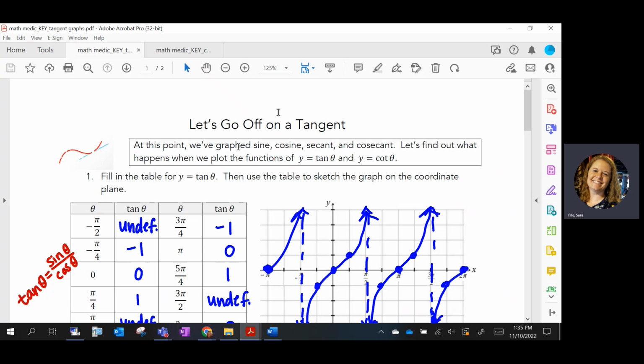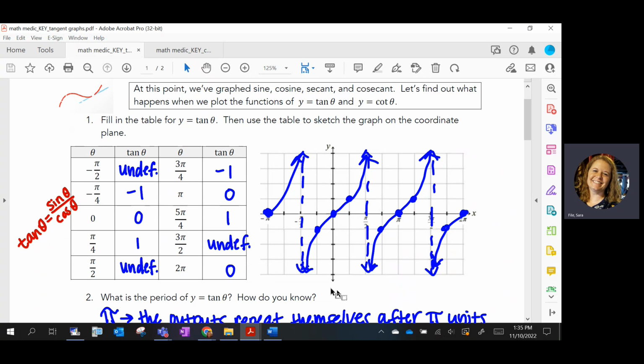All right, so here's what we should have gotten for the tangent graph and table. Okay, so we know that tangent is not the reciprocal of sine or cosine, it's the ratio of sine over cosine. So we know the tangent values around the unit circle. We should know those. Okay, this is all multiples of 45, so this is going every 45 degrees.